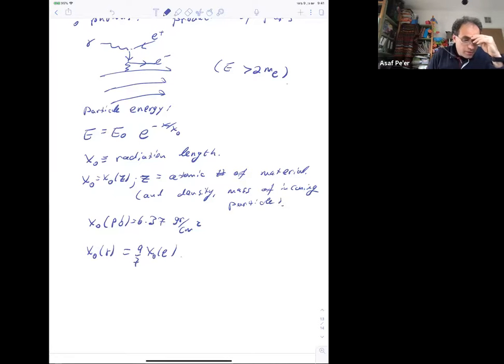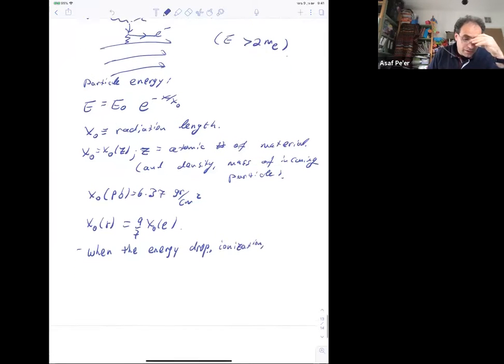Okay, so the particle, of course, loses the kinetic energy, and then at a certain point, the energy becomes small, and the ionization and scattering processes also become important. So when the energy drops, then the ionization and scattering become important.